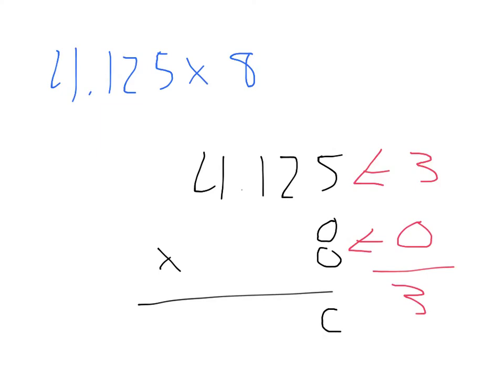5 times 8 is 40. 8 times 2 is 16, plus 4 is 20. 8 times 1 is 8, plus 2 is 10. 8 times 4 is 32, plus 1 is 33. And remember, I have 3 decimal values. So I go 1, 2, 3, and that's where my decimal goes. If you have any questions, let me know.